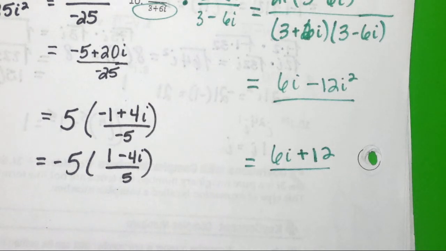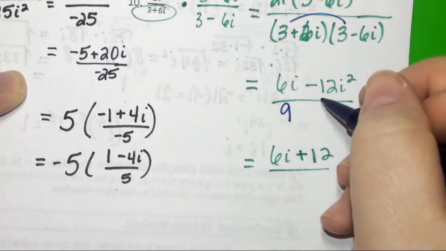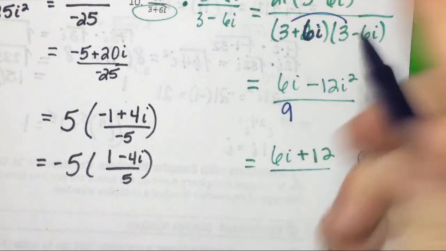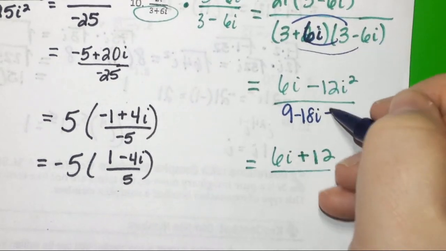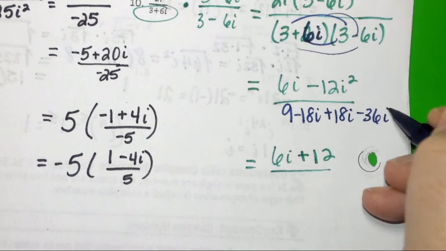I'm going to FOIL. So first I've got 9. Outer, that's a 6i by the way, outer, I've got negative 18i. Inner, I've got positive 18i. And last, I've got negative 36i squared.